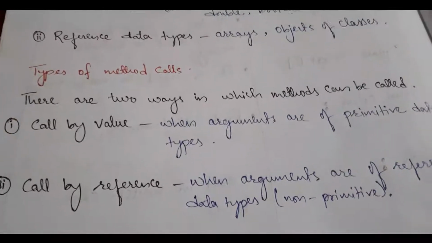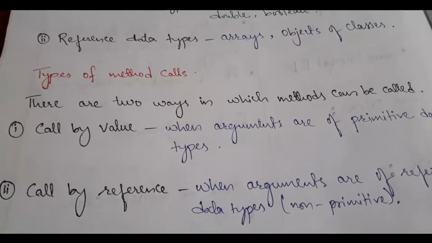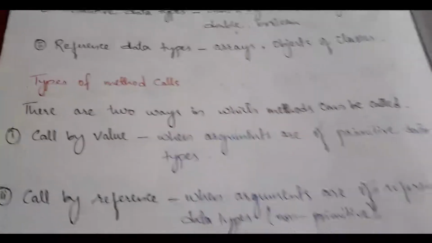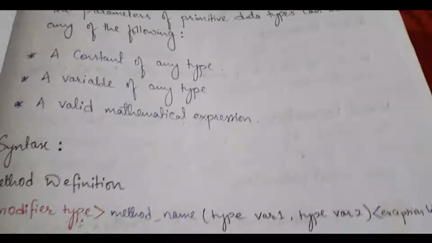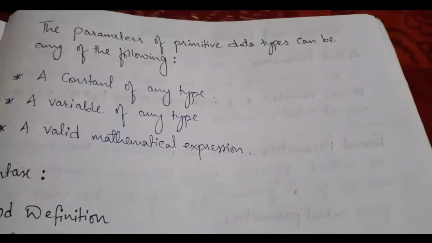And when we use the non-primitive data types or reference data type, at that time the second form will be used, which is called call by reference. Now, along with this one, what are the things that you have to remember? Suppose, take an example. I have selected the first form, that is call by value.